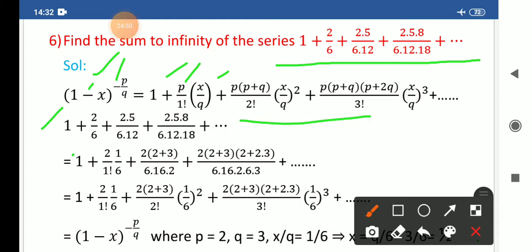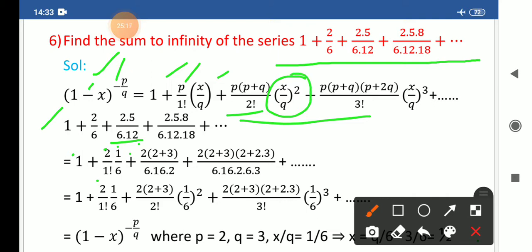What is x by q? This is 2 by 6. So write 2 by 1 factorial, which is 2. You write this 1 by 6 as it is. Why do you write 1 by 6? Here this is 6 into 12. You write this 6 as 6 into 1, and 12 as 6 into 2. So 1 into 2, 2 factorial. We have 6 into 6, 1 by 6 whole square.